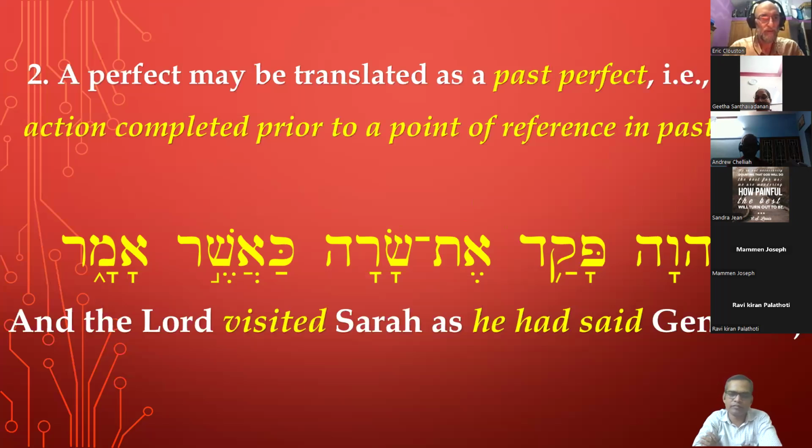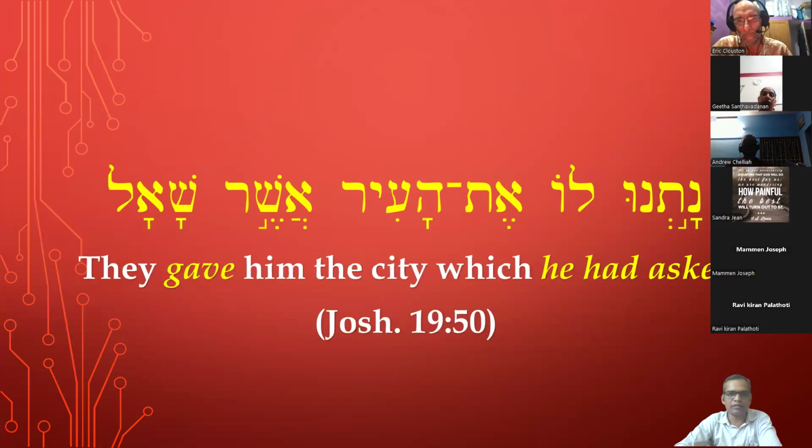Qal perfect third masculine singular from amar, meaning he said. Okay, so now why is there qamets instead of patah? The reason is that it is the atnah. See, because of atnah, it is in the pausal form. That is why patah is lengthened to qamets. All right, very good.